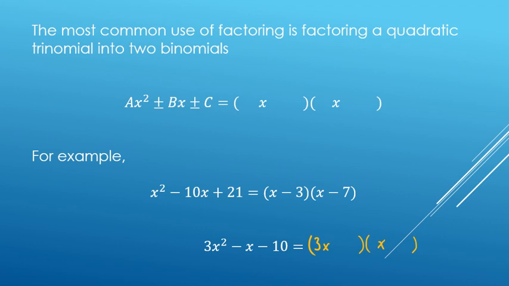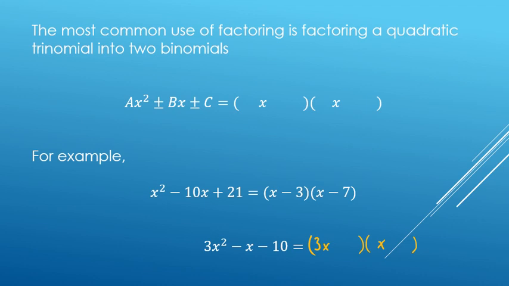So let's think about factors of minus 10. I can have positive 1 and minus 10. I could have negative 1 and positive 10. I could have negative 2 and positive 5. Or I can have negative 5 and positive 2. This does require a little bit of trial and error, trying those combinations and seeing which one works.